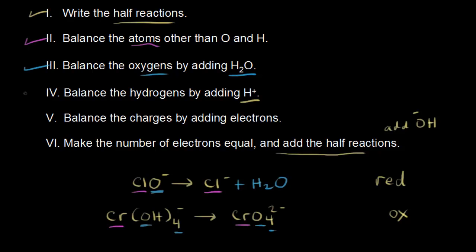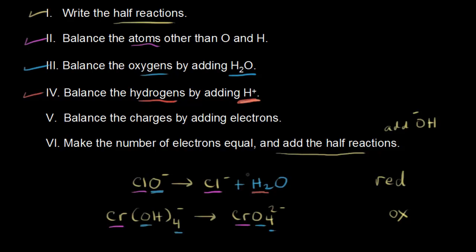Next, we go to step 4, balance the hydrogens by adding protons. So if I look at my reduction half reaction, we added a water molecule, and that introduced 2 hydrogens on the right side of my half reaction.